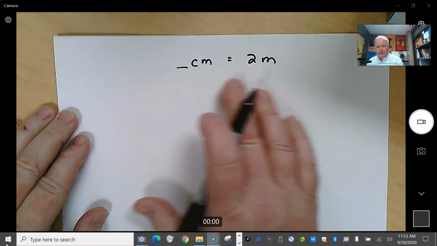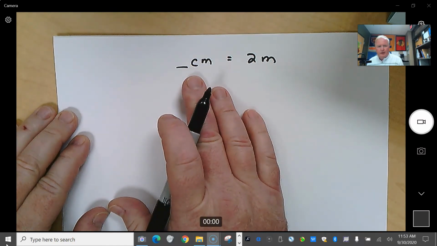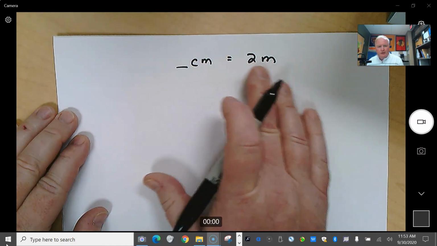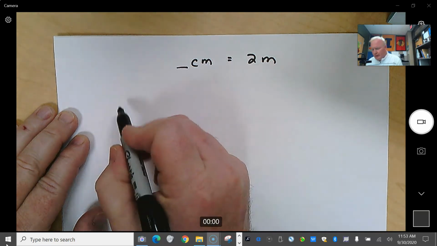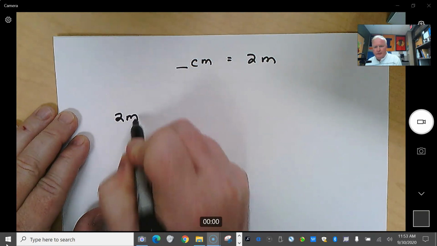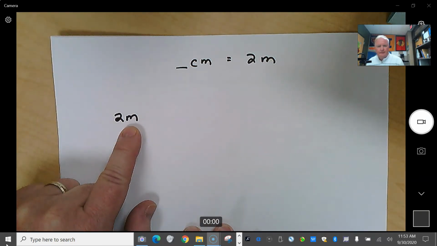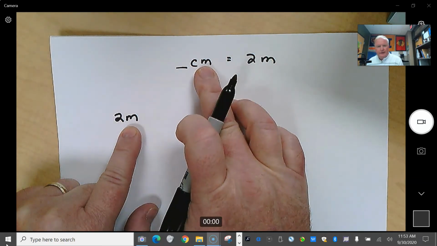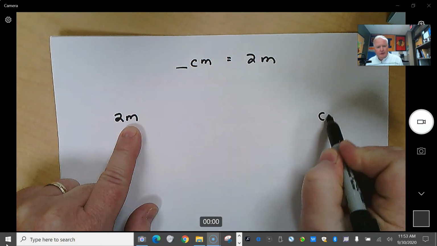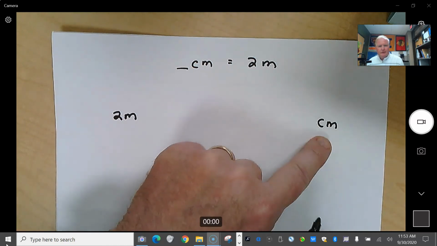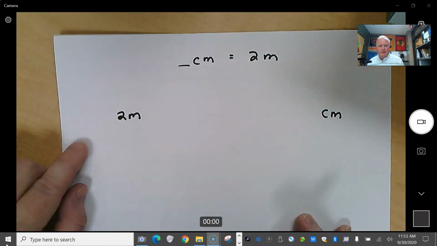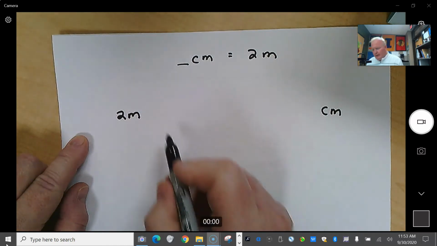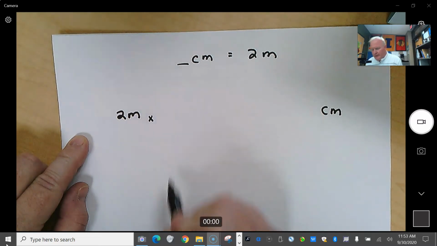Right? First thing is when we have a conversion question, we take what's given to us and we put it right here, 2 meters. That's the given. And our goal is to find out how many centimeters, so we put a goal right there. That's our goal. That's step 1. Right? Step 2 is then build a conversion factor.